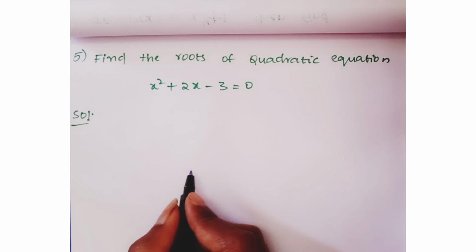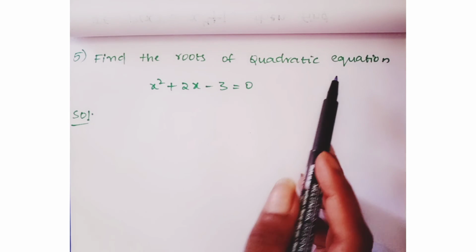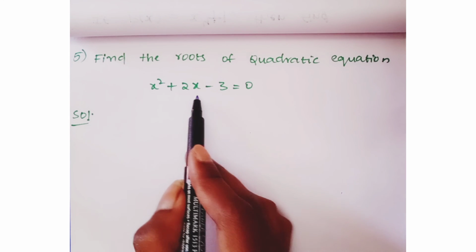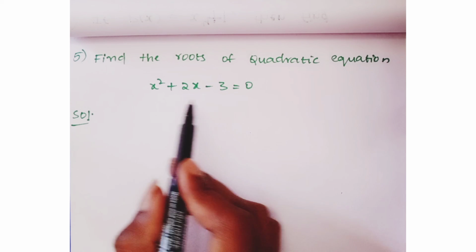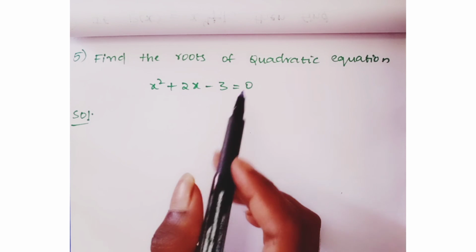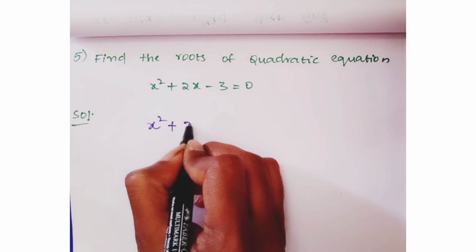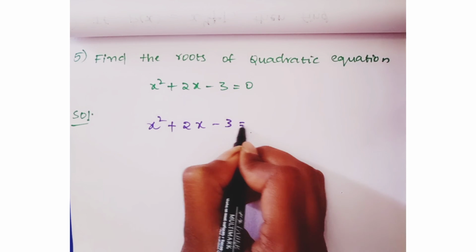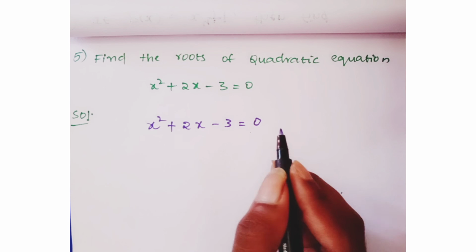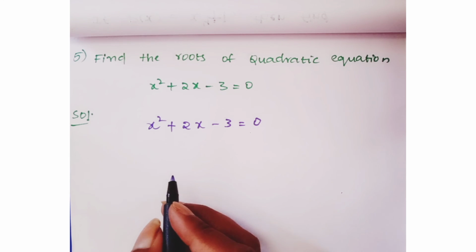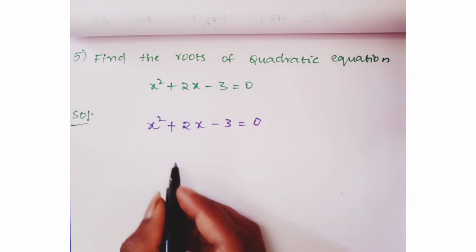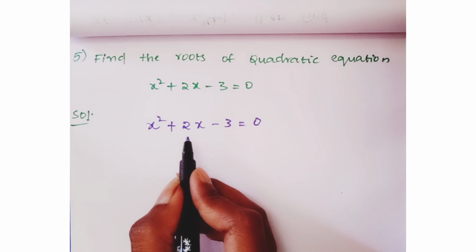The fifth question is, find the roots of the quadratic equation x square plus 2x minus 3 equal to 0. You need to find the roots for the quadratic equation. So the given quadratic equation is x square plus 2x minus 3 equal to 0. You need to find the roots of them. So one method is using the formula, and another method is taking the common factors.